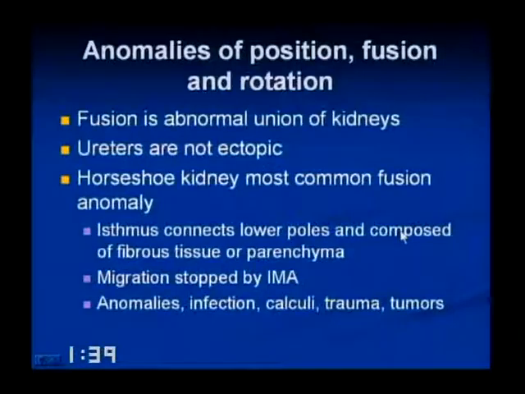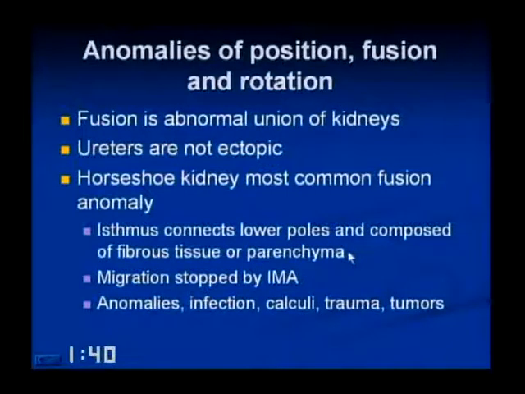I'm going to talk a little bit about fusion abnormalities. I've already touched on crossed ectopia, where fusion may be partial, complete, or not at all. When the kidney is ectopic or there is a fusion abnormality, the ureters are not ectopic. The example of fusion abnormality that you are most familiar with is the horseshoe kidney.